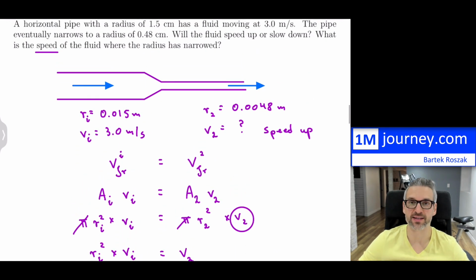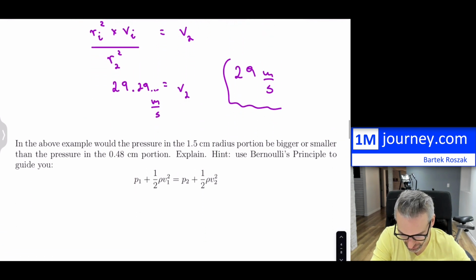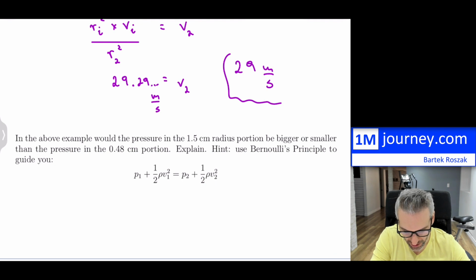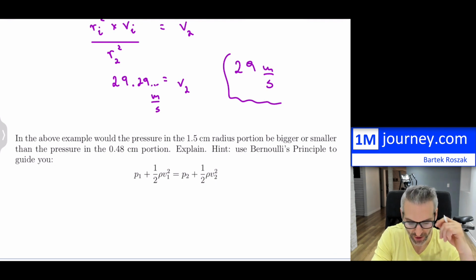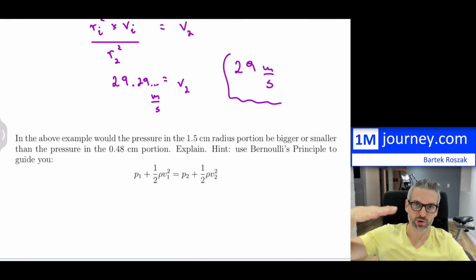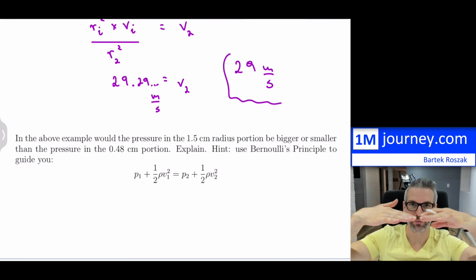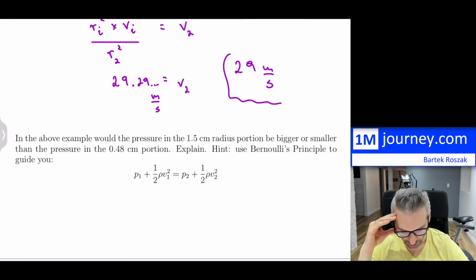So that's this example. This next example ties in to the previous one. It says that in the above example, would the pressure in the 1.5 centimeter radius portion be bigger or smaller than the pressure in the 0.48 centimeter portion? Explain. The hint is Bernoulli's principle. We're assuming it's on the same horizontal, so we use Bernoulli's principle and not Bernoulli's equation, where the height would also matter. Here they're at the same height, with the fluid flowing horizontally.